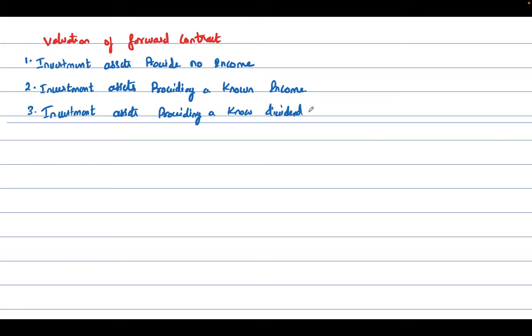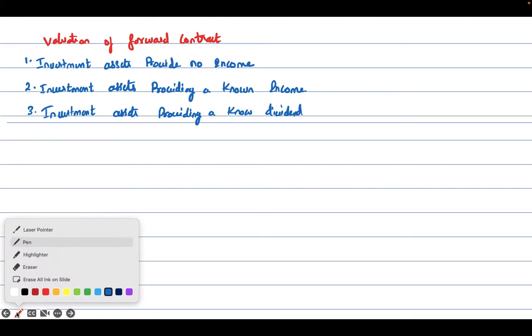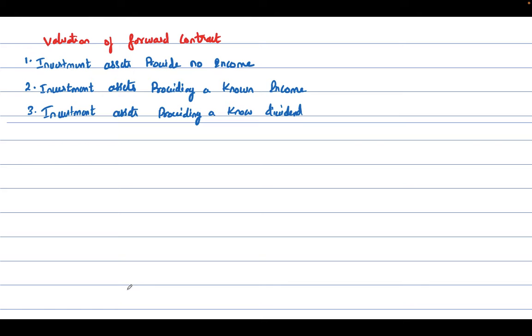So first let us start with investment assets which are providing no income. This is the easiest forward contract to value because such assets do not give any income to the holder.